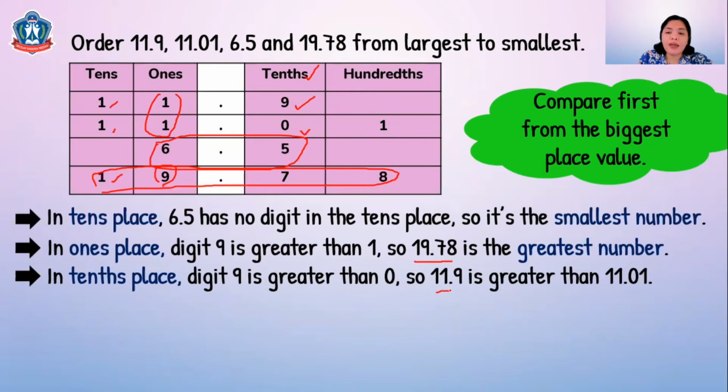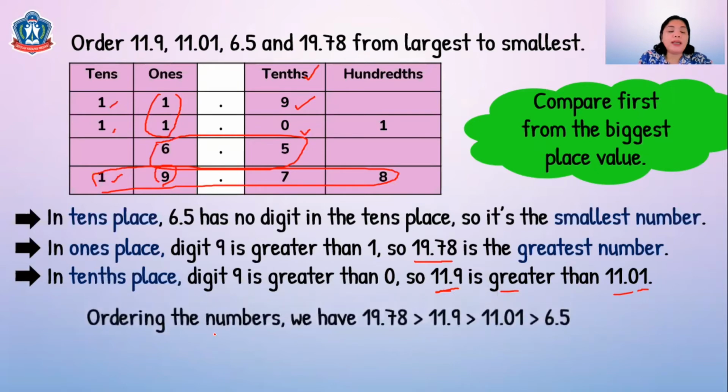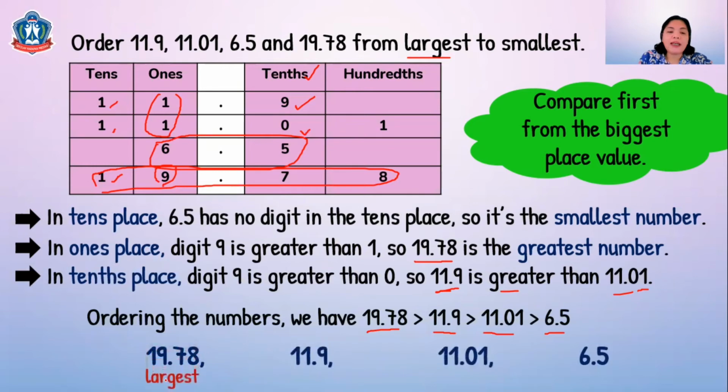Therefore, 11.9 is greater than 11.01. Again, 11.9 is greater than 11.01. So we can now order our numbers. The largest is 19.78, followed by 11.9, then 11.01, and the smallest is 6.5. To write this, it will look like this. 19.78 is our largest number and 6.5 is our smallest number. So this is how to compare and order decimal numbers.